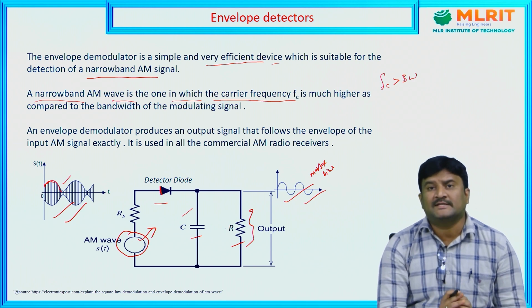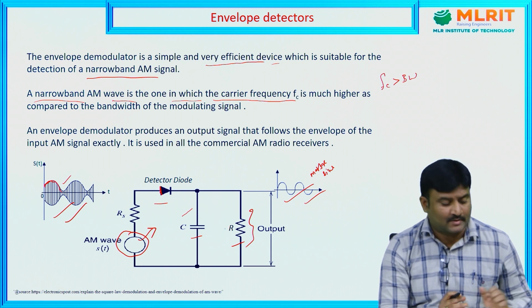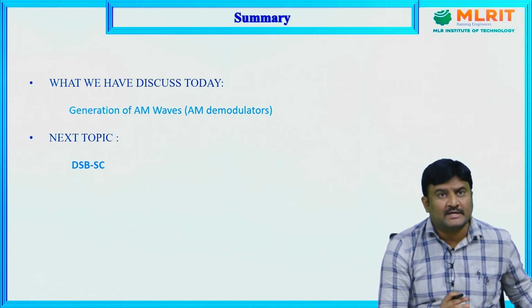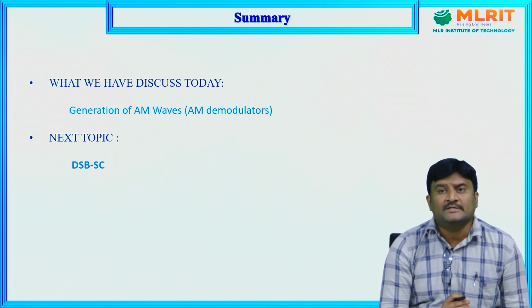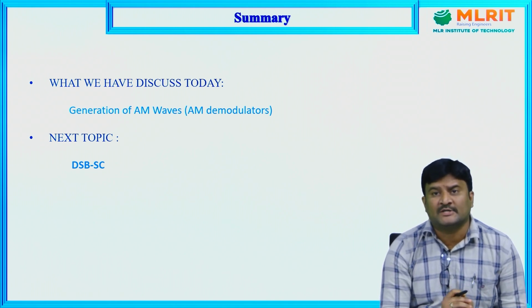Therefore, in this class, we discussed the AM demodulators and their working operation, everything. The amplitude modulation process is completed and the demodulation process is completed. In the next session we discuss DSB-SC, nothing but double sideband suppressed carrier.